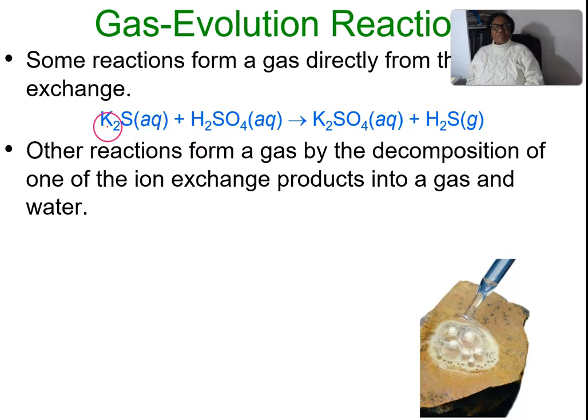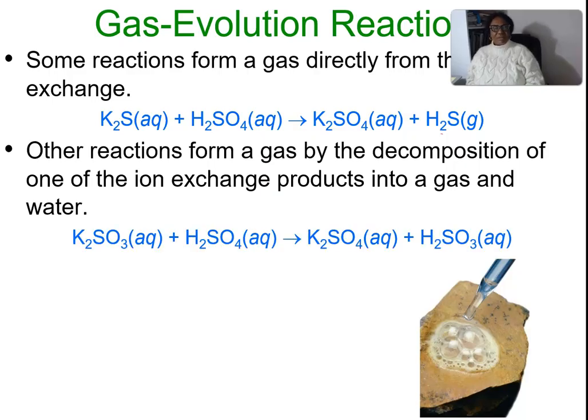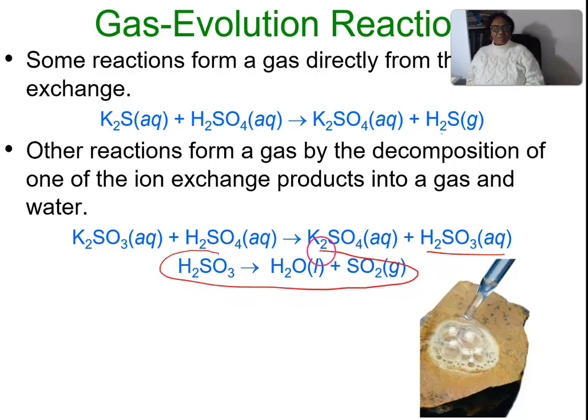Let's look at this reaction. Potassium sulfide plus hydrogen sulfate gives us potassium sulfate and H2S. This one forms a gas molecule directly. But some products, like this one, will decompose. You see, it decomposes. And this is what is given as a gas. This is the gas that's produced.